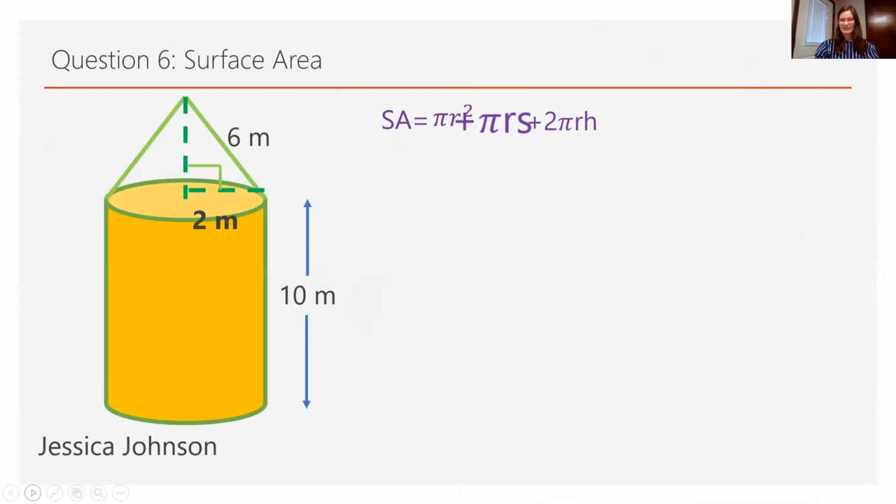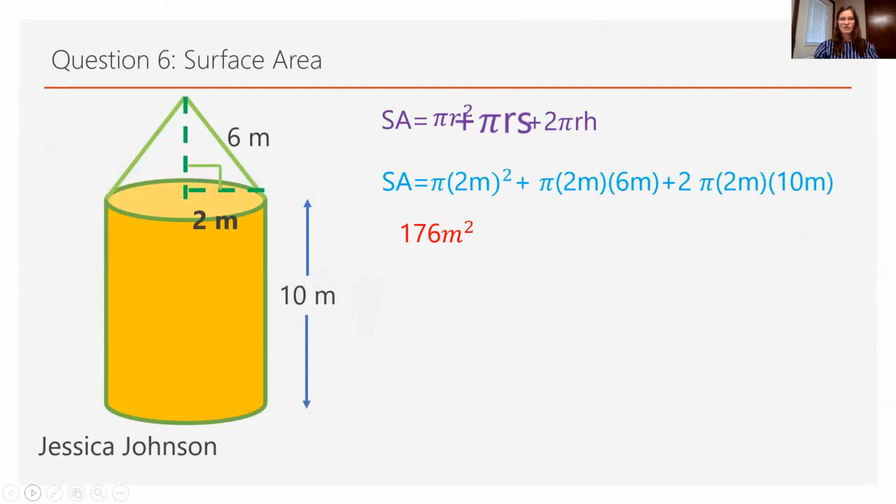The formula will look like this. SA equals pi times 2 meters squared plus pi times 2 meters times 6 meters plus 2 pi times 2 meters times 10 meters. And our answer is 176 meters squared.